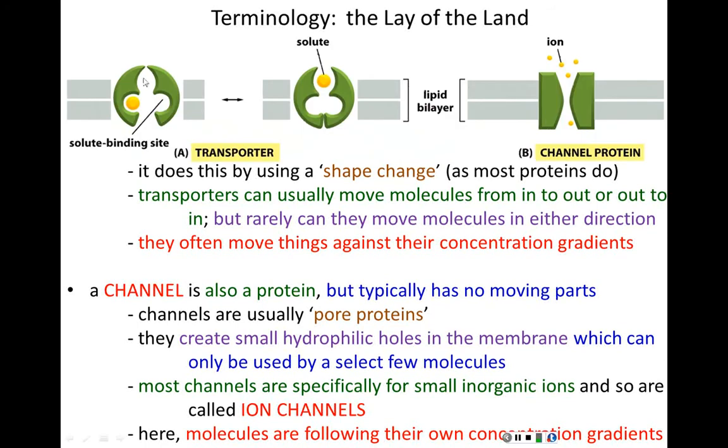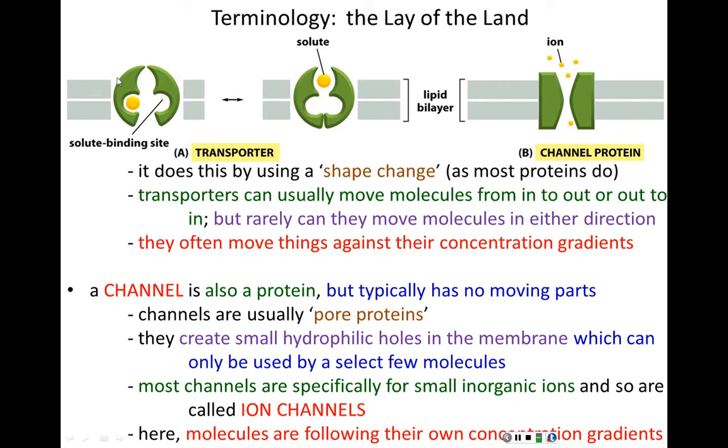So this is our first figure from your textbook. It kind of shows the difference between these two categories. Channel proteins first because they're simpler. Here it is, a hole in your membrane. A hydrophilic channel, a hydrophilic pore embedded in the membrane where ions can pass through, typically going from where there's more of them to where there is less.